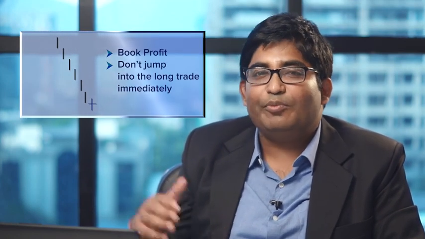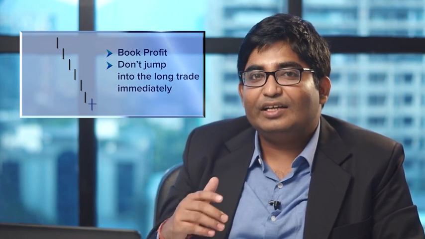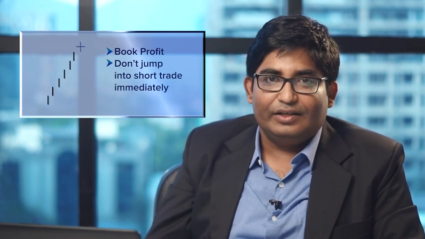So that's why, if we are suppose having a short position and at the end of a downtrend we see a doji, we should rather book the profit in the short position rather than taking immediate long positions, right? Similarly, in the uptrend also we can do like that.